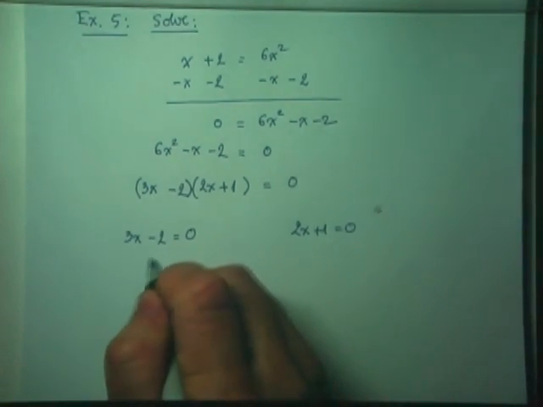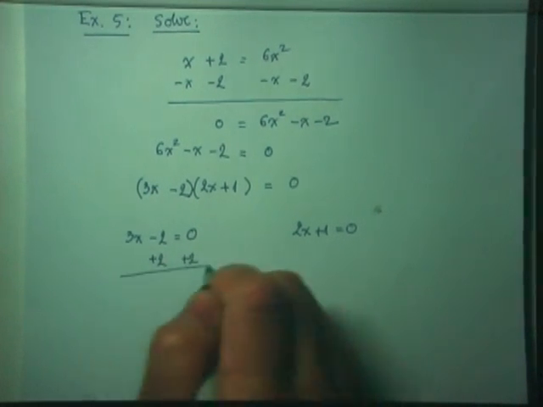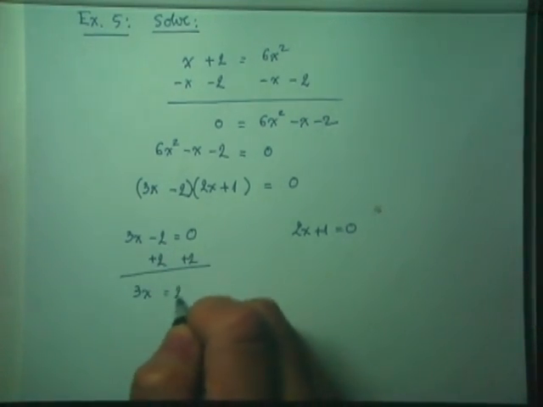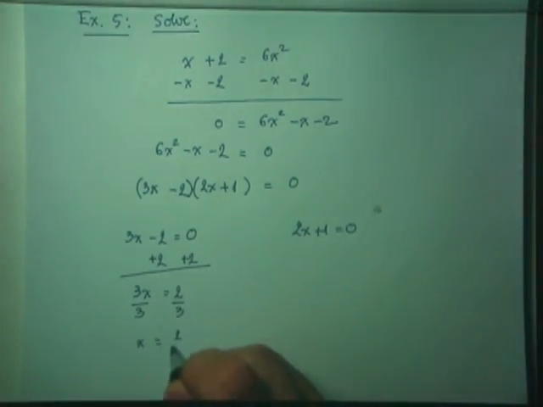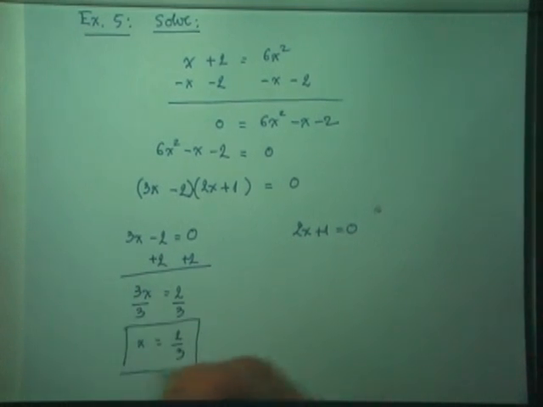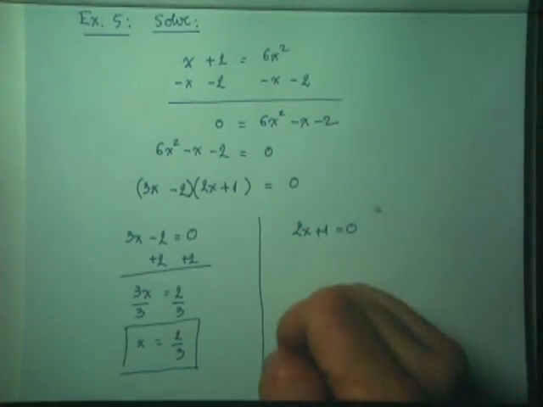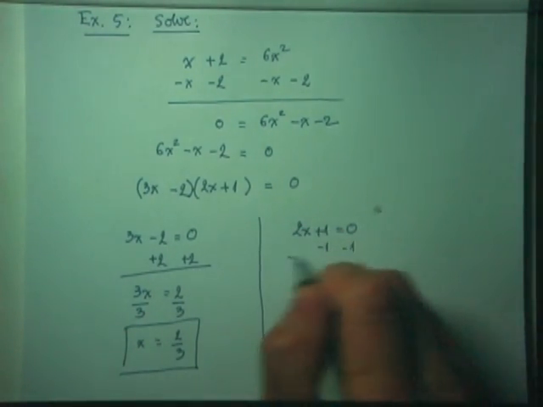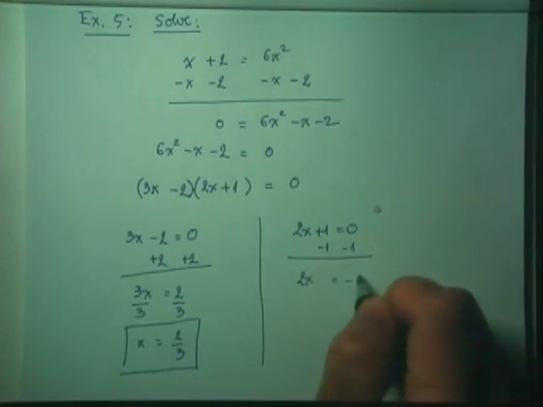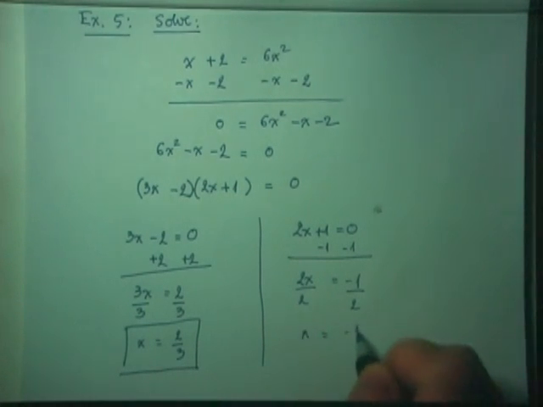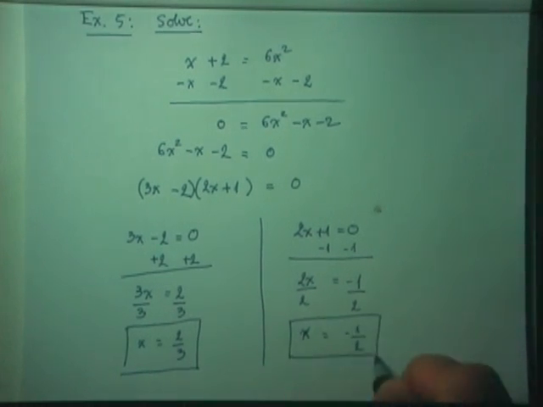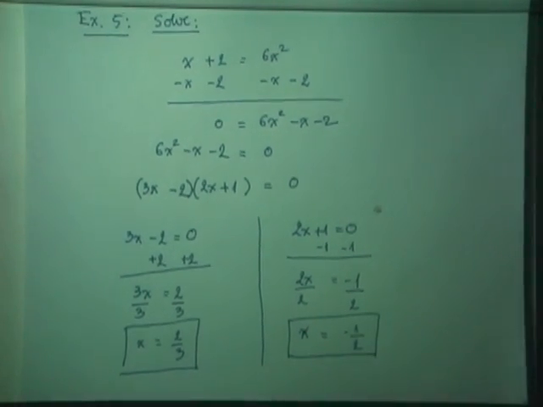So now my next step here is to solve for these two independent little sub-equations. The first one, I'm going to do adding 2 to both sides, and that leaves me 3x equals 2. And then I'm dividing both sides by 3. That gives me x equals 2/3. So here it goes, my first solution. Now, my next one, on the other hand side, I can subtract 1 from both sides, and I have 2x equals negative 1, and then dividing both sides by 2, I'm going to get x equals negative 1/2. And here it goes, my second solution for the quadratic equation.